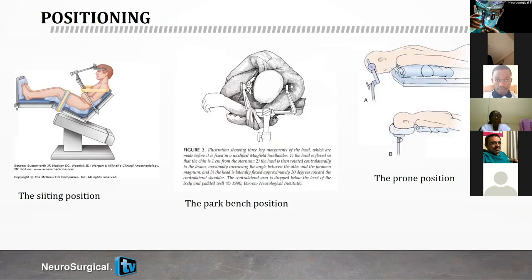The main positions used during a surgery of the posterior fossa are the sitting position, as you can see on the first diagram, the park bench position, and the prone position. The most used, from my findings, are the park bench position and the sitting position.